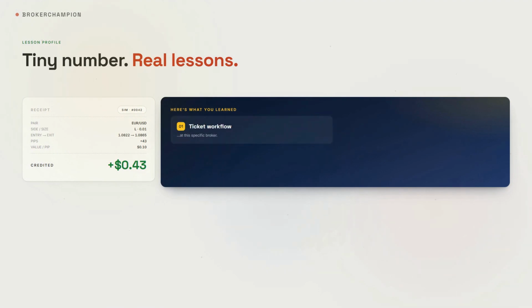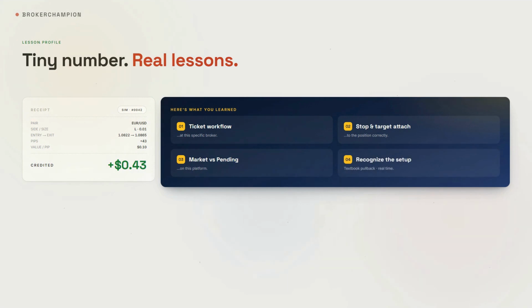The ticket workflow at this broker. How the stop and target attach to the position. The difference between a market order and a pending order on this platform. That you can recognize a textbook pullback setup in real time.